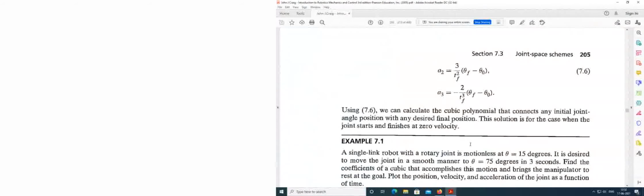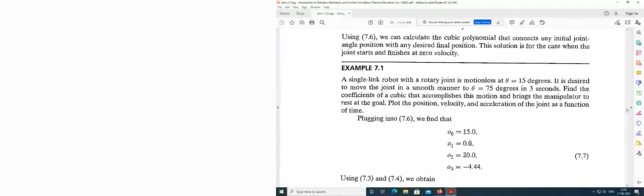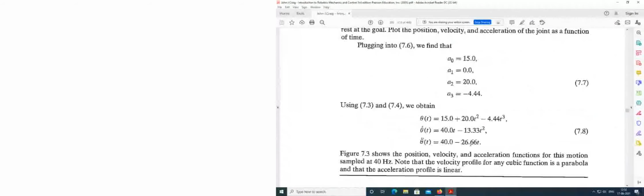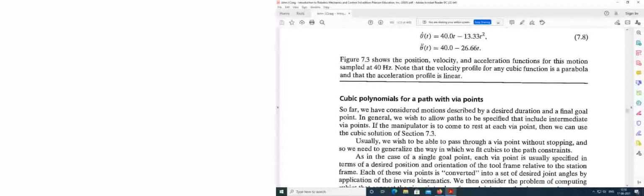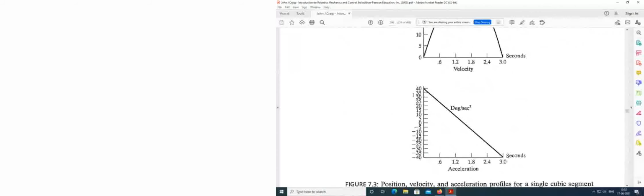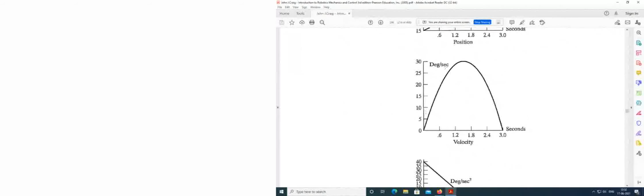Okay, and if we do that and plot, it's given in this figure. So this is how the change in theta will look, this is how the change in velocity will look, and this is how the change in acceleration will look. If you see, the acceleration is linearly varying, velocity is quadratic, and this is cubic.